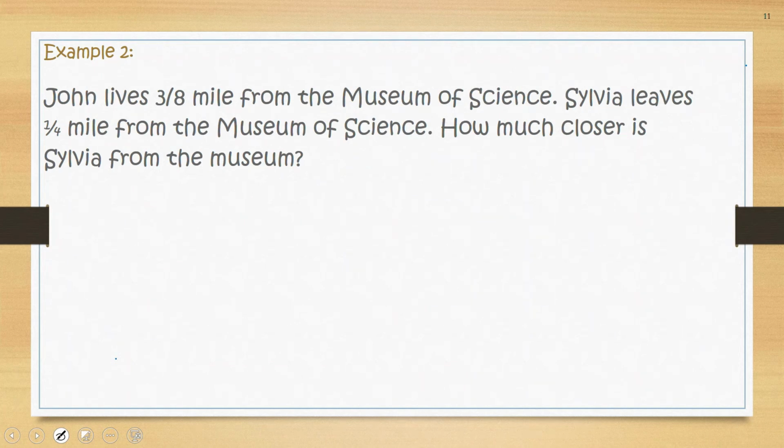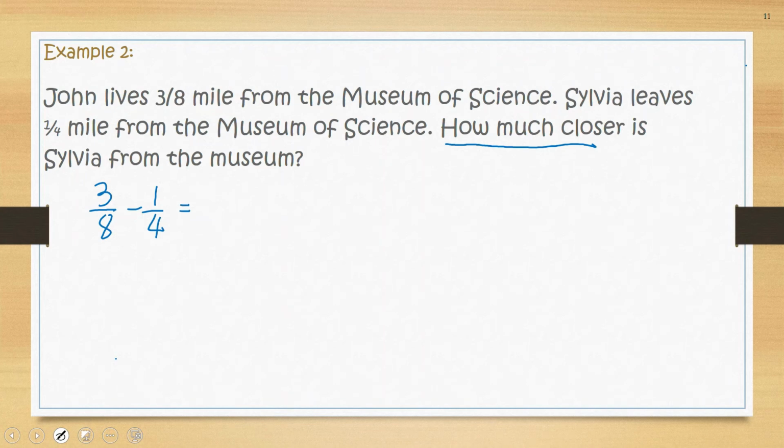John lives 3/8 miles from the Museum of Science. Sylvia lives 1/4 mile from the Museum of Science. How much closer is Sylvia from the museum? So, yung keyword natin dito is how much closer. So, that means subtraction yung gagamitin natin. So, 3/8 minus 1/4. So, let's try to solve this one using the first method.